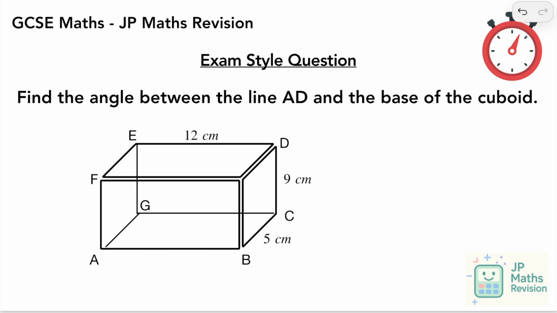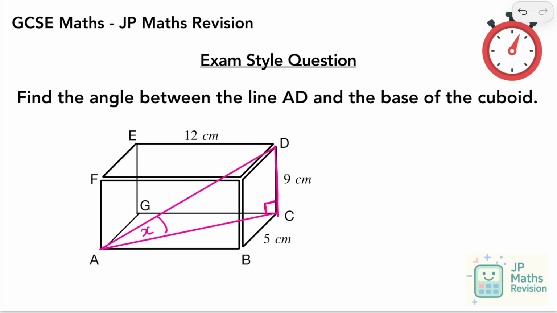Okay, so well done if you managed to have a go at that. So in this question, we need to find the angle between the line AD and the base of the cuboid. So the first thing I'm going to do is connect A to D, and draw a right angle triangle out. So the angle that we're trying to find is the angle between AD and the base of the cuboid. So that's going to be this angle here, so I can call that angle X. So now all I need is AC, because once I have AC, I can use SOHCAHTOA to work out what X is.